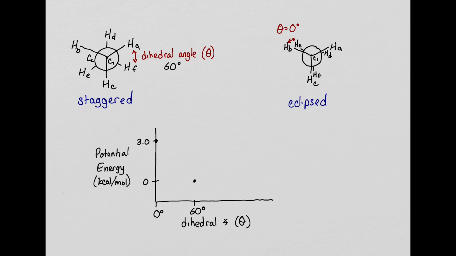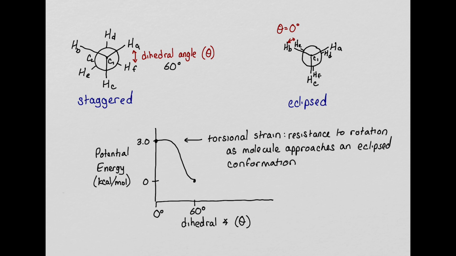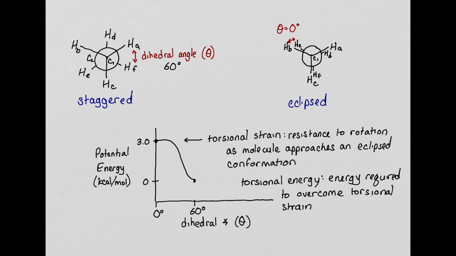As we go from the staggered to the eclipsed conformation, the energy rises rapidly as it reaches the eclipsed conformation. This increase in energy as we move towards a dihedral angle of 0 shows as resistance to rotation. This is called torsional strain. The energy required to overcome torsional strain is called torsional energy. As mentioned earlier, at room temperature, the molecule has access to plenty of energy that allows it to overcome the torsional strain and therefore can rotate rapidly, giving an infinite number of conformers.